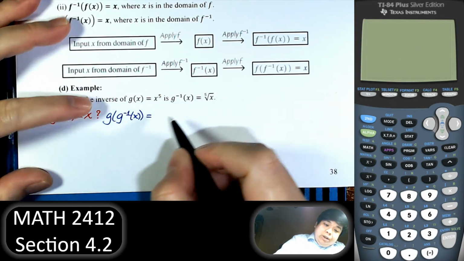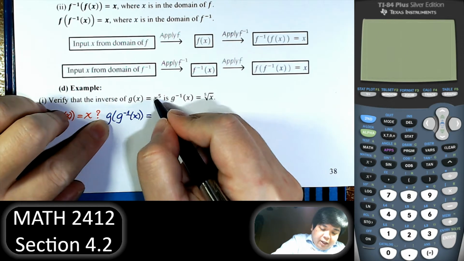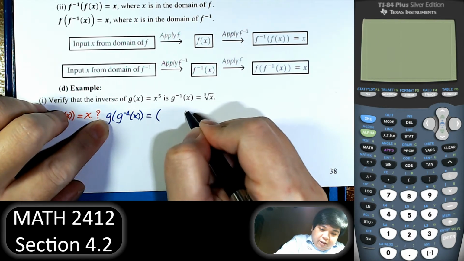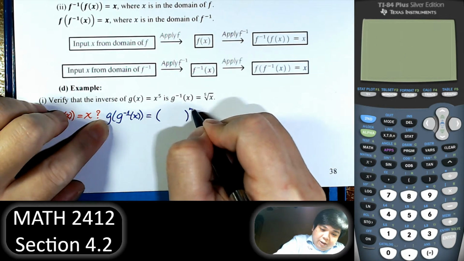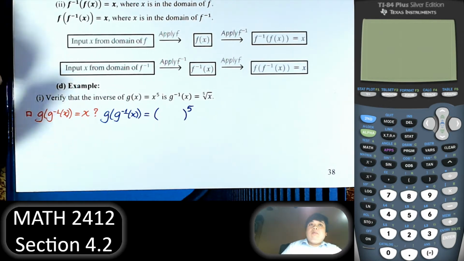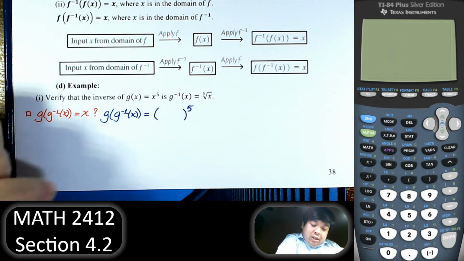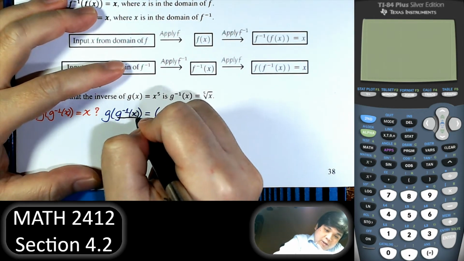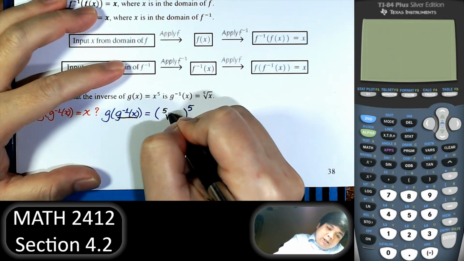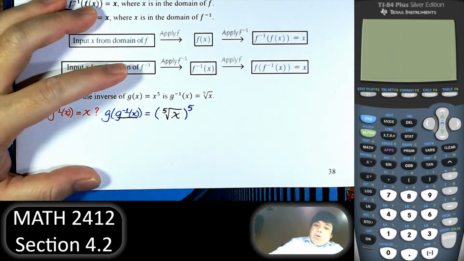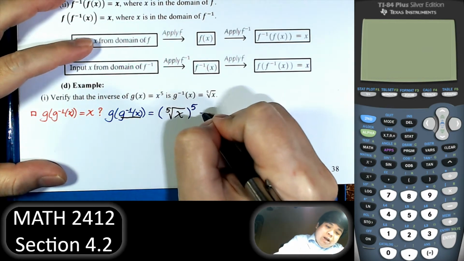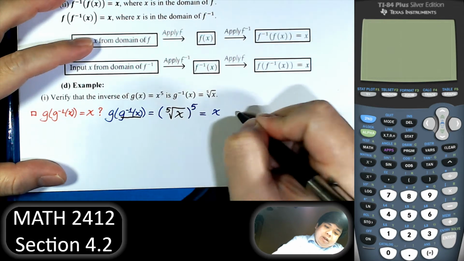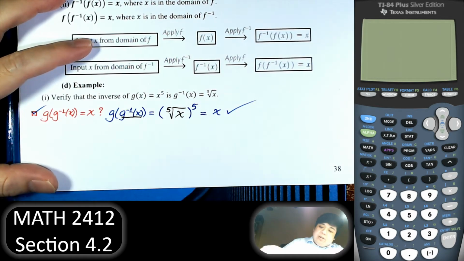The function g is something to the fifth. That's what the function g is. And then the inverse is the fifth root of x. And the fifth root and the fifth power cancel out. We have x. So yes, that checks.